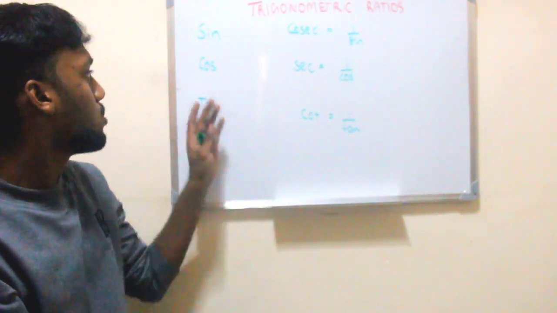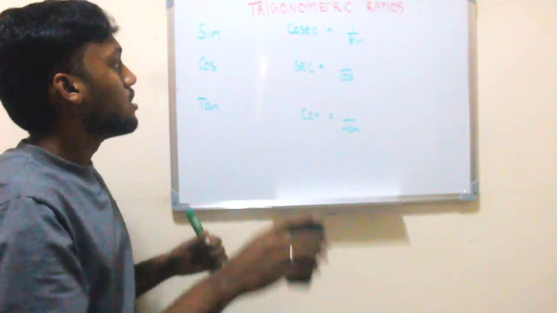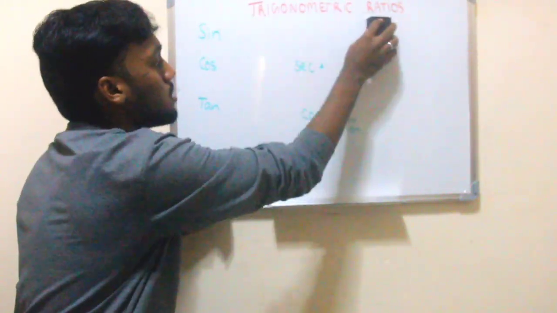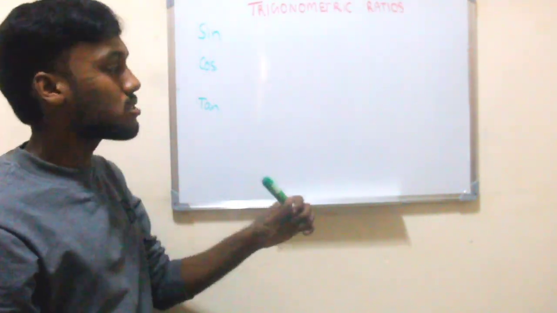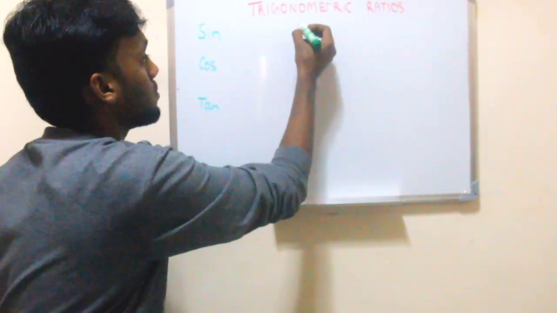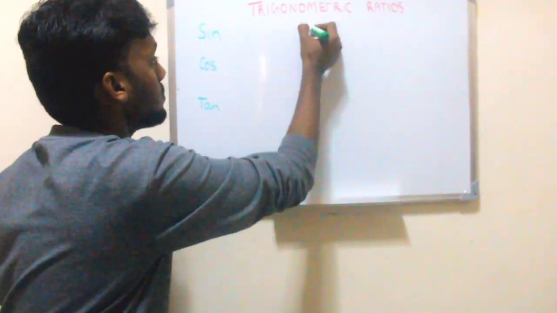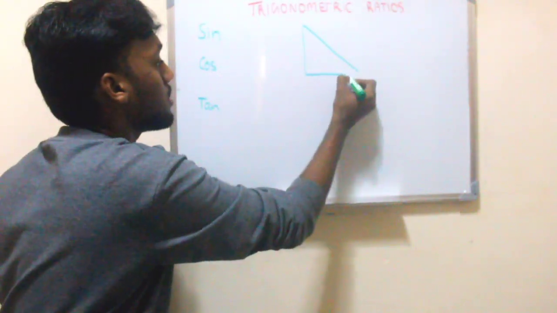Now let me explain what these are. Let's make a triangle first. To apply trigonometry, first we need a triangle. We can only use trigonometry with the help of a triangle. So let me draw a triangle first. A right angle triangle. Trigonometry can only be applied to a right angle triangle.